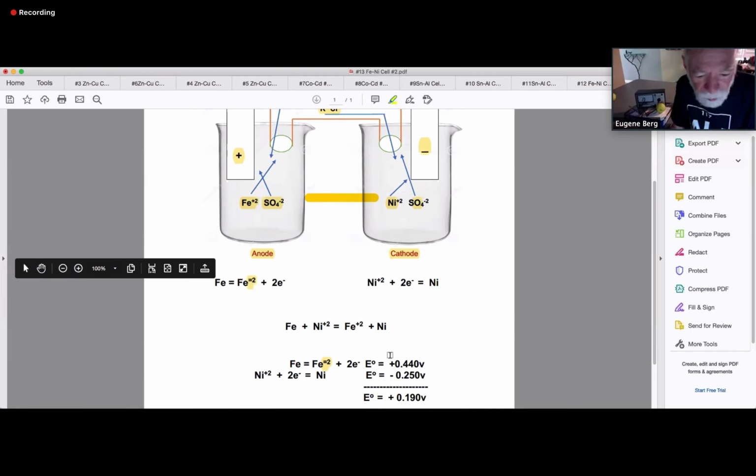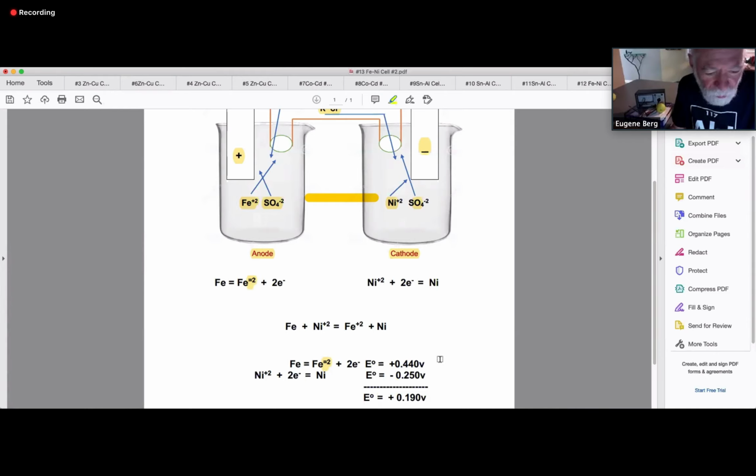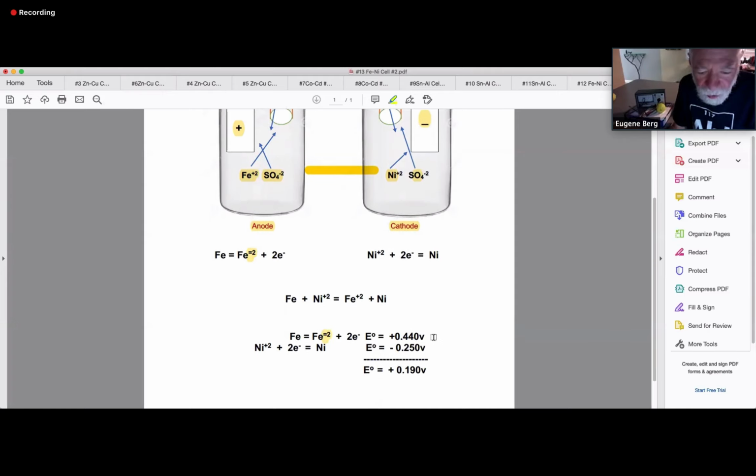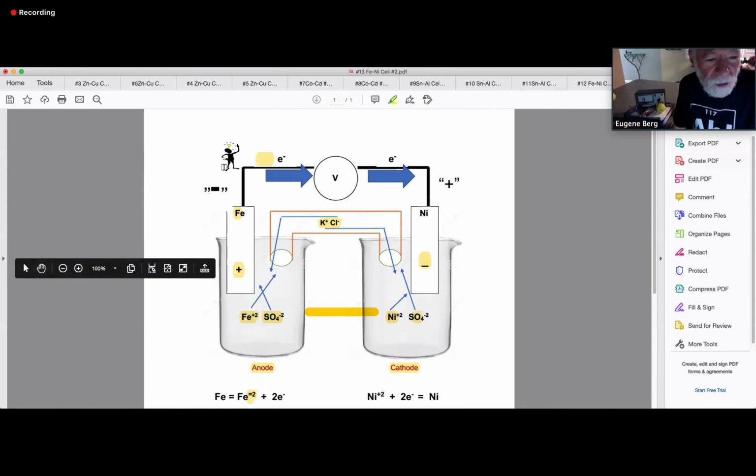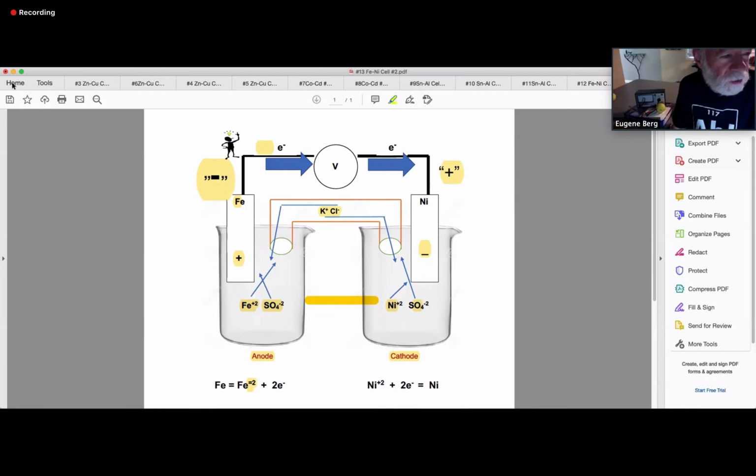Okay, so I copy the iron half reaction as given. The nickel's the reverse of the chart, so I reverse the sign and make it a negative 0.250. Okay, algebraically add them together, and this positive here should make you feel good, because a positive sign means every arrow is in the right direction, and this is the spontaneous reaction. Okay, so the little man up here, he's grabbing onto the iron, which means he's getting electrons given off by the iron. So this is the negative post, and this will be the positive post. So hopefully you'll feel pretty good about these cells at this particular point right here.